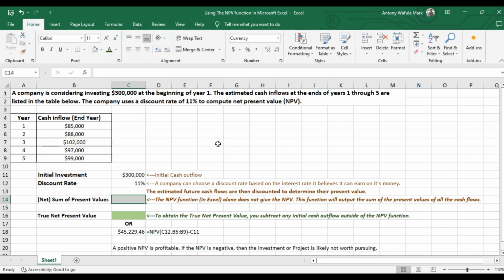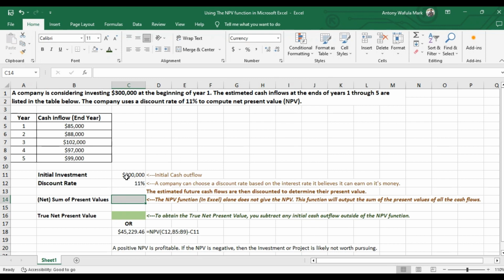So let's consider this problem. A company is considering investing $300,000 at the beginning of year 1. The estimated cash inflows at the ends of years 1 through to 5 are listed in the table below. So the company uses a discount rate of 11% to compute the NPV.